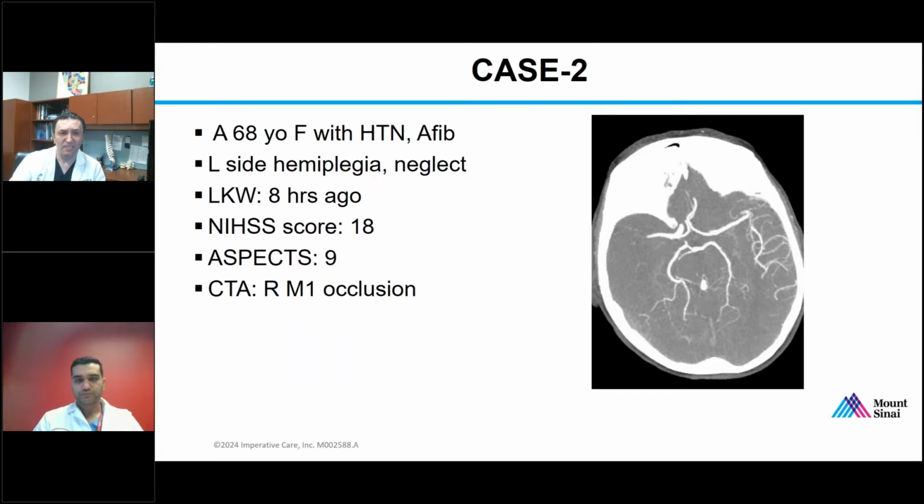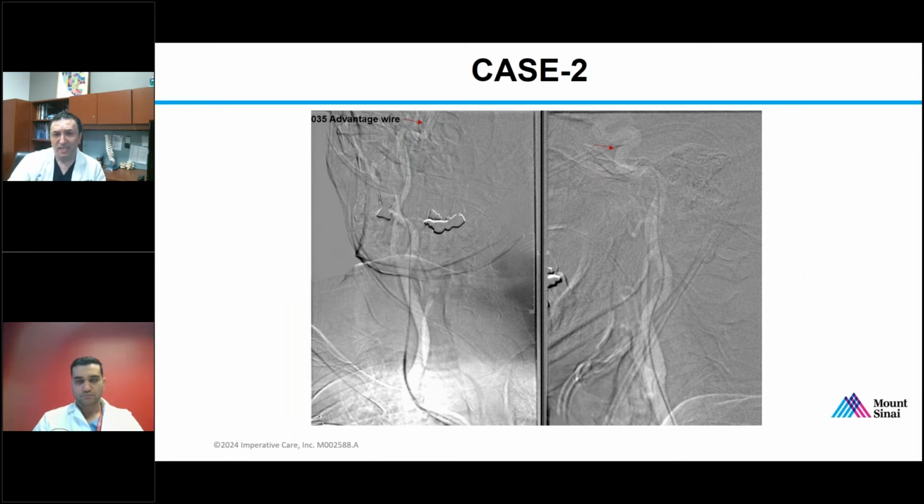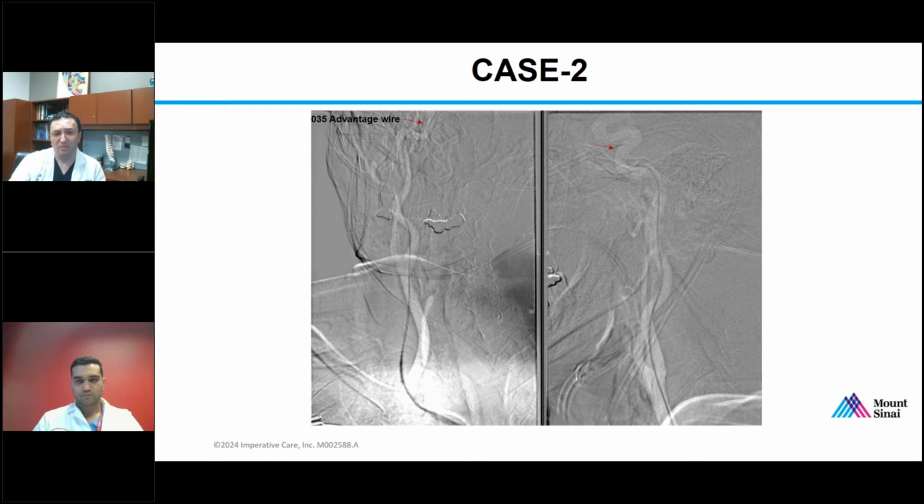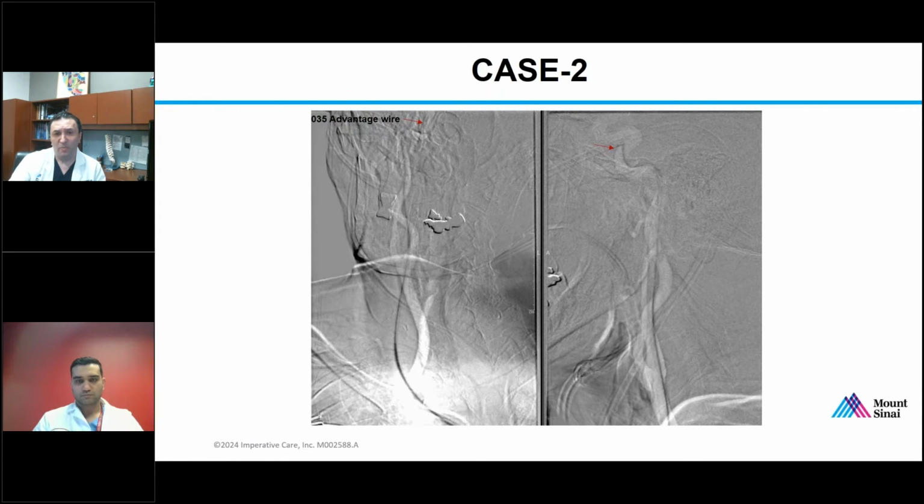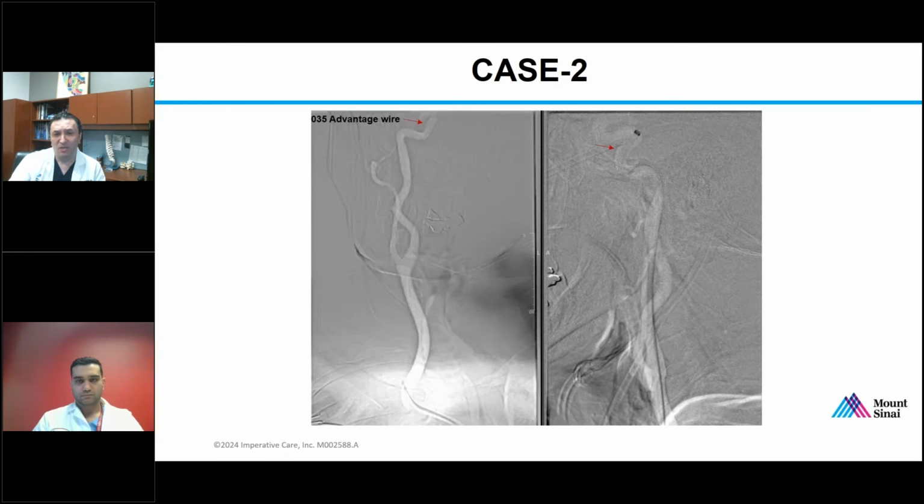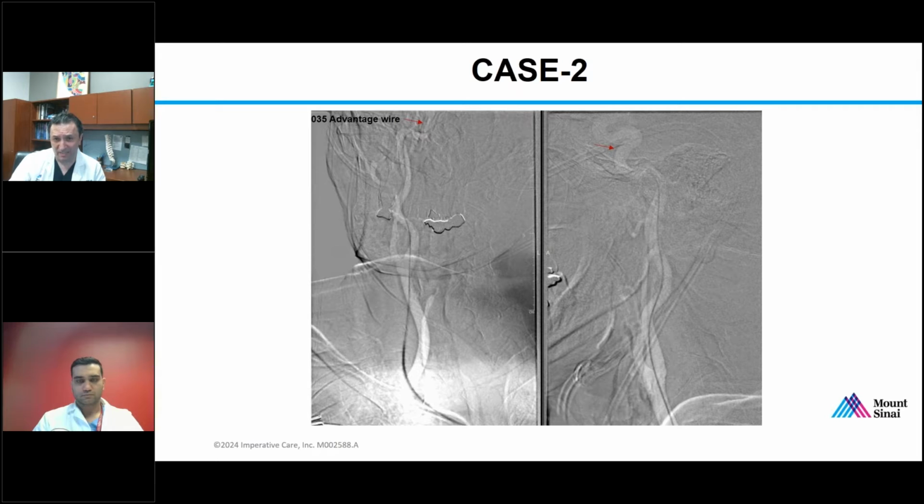Second case is a 68-year-old woman presenting with neglect and left-sided hemiplegia, disabled, with an NIH stroke scale of 18 and a right M1 occlusion. The same concept applies here. Again you see in my roadmap of the neck run it is showing all the way from the arch to the intracranial segment of the ICA. You see the tip of the 035 Advantage wire in a cavernous segment, and you can easily drive.